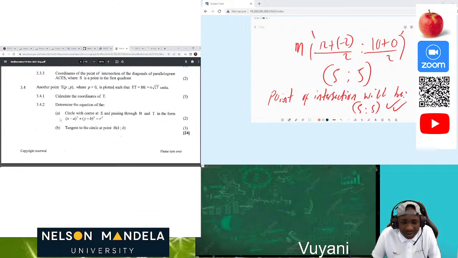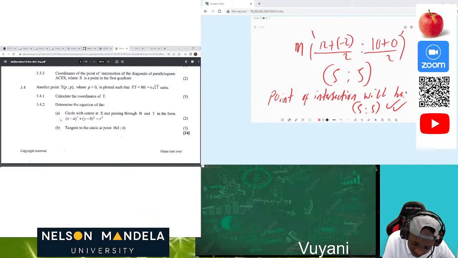Now we are moving to the last question of today, on 3.4. Another point T(p, p), where p is greater than 0, is plotted such that ET is equal to BE is equal to 4 square root of 17 units. Now the first question, 3.4.1: calculate the coordinates of T. So what are we given? We are given that ET is equal to BE is equal to 4 root 17.